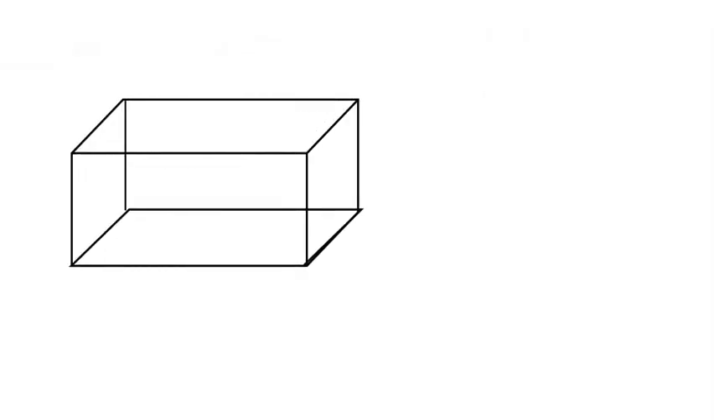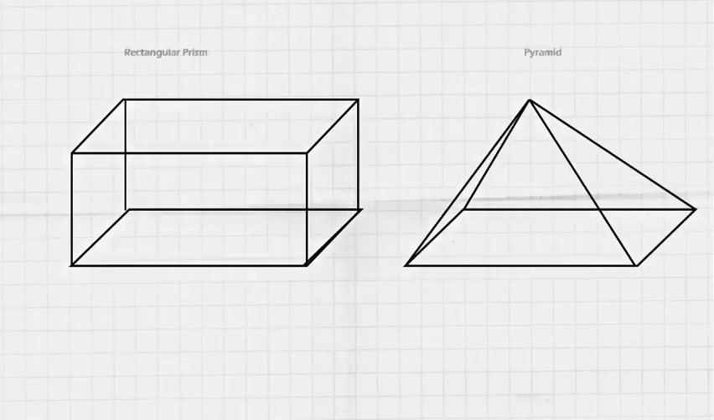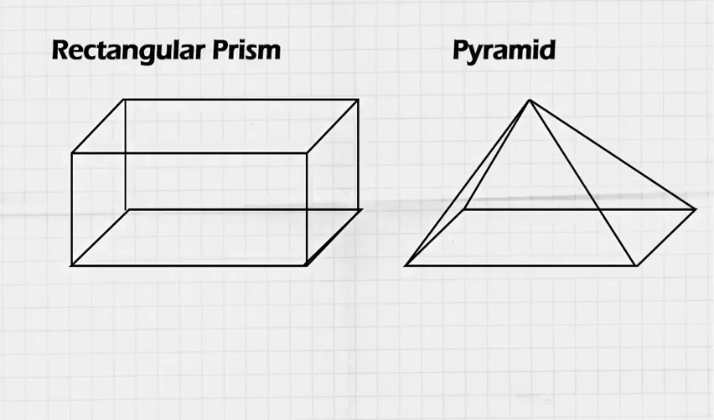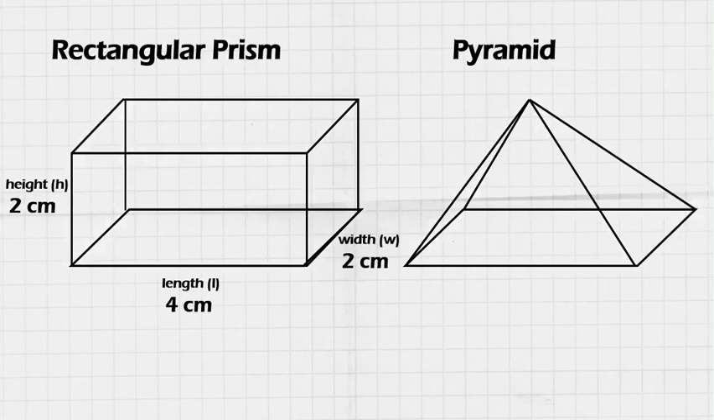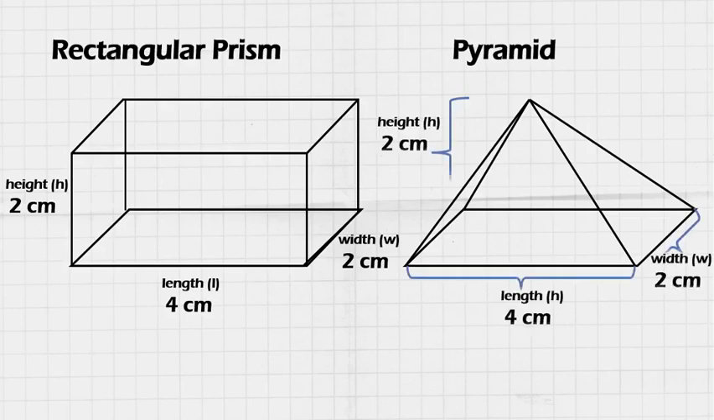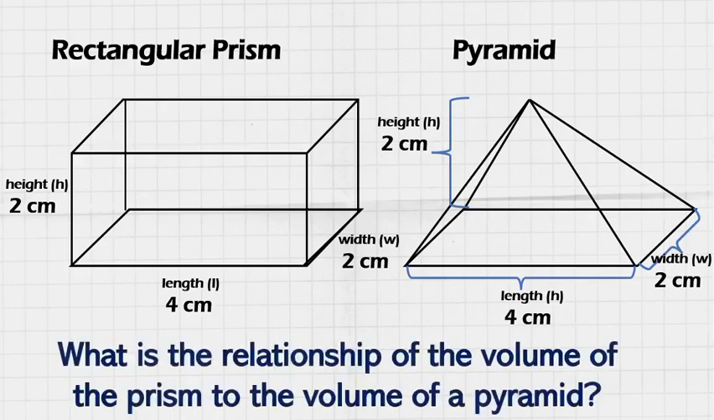Now let's take a look at these two figures, rectangular prism and pyramid. These two solid figures have the same height and the same measurement of the base. Now, what is the relationship of the volume of the prism to the volume of a pyramid? Let's watch these experimental videos.